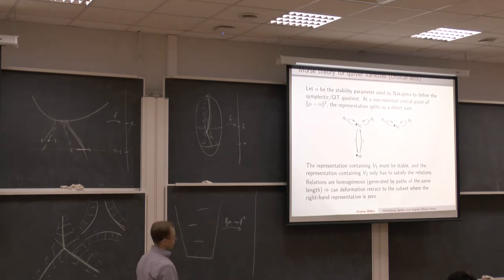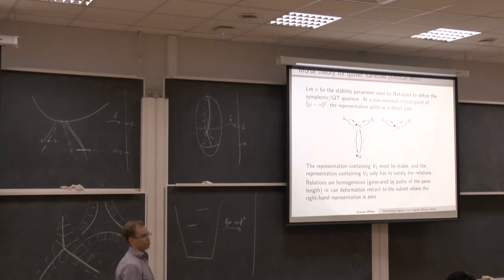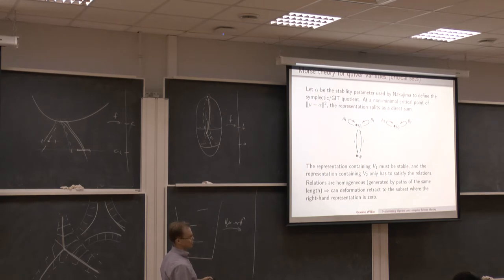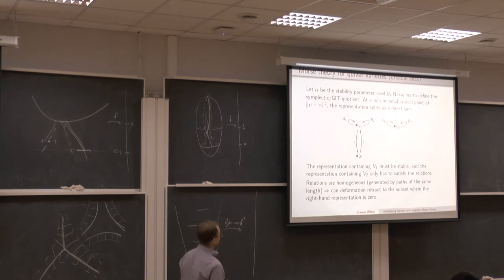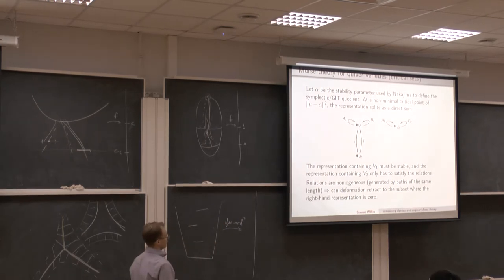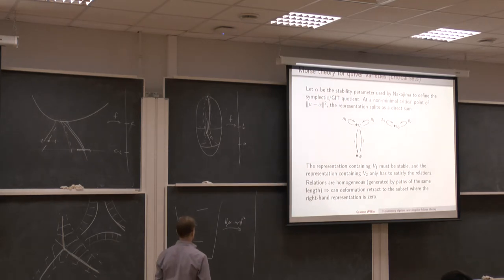Okay, so if the relations are homogeneous, so for example, the polynomials I wrote down before for the relations are quadratic. Even if they're not, as long as they're homogeneous polynomials, then you can always deformation retract these representations here. You can just shrink them to zero without affecting anything. Okay, so the homotopy type of this critical set is exactly this space of stable representations for this group here, with the smaller dimension vector. So essentially, you're reducing the dimension vector at each of these non-minimal critical sets.